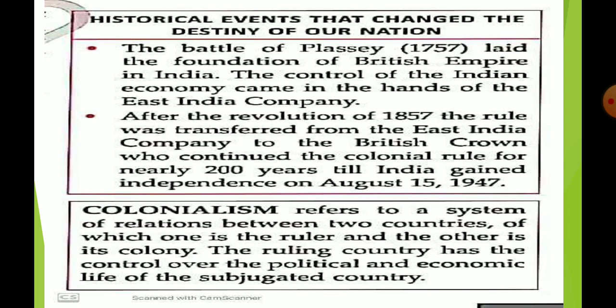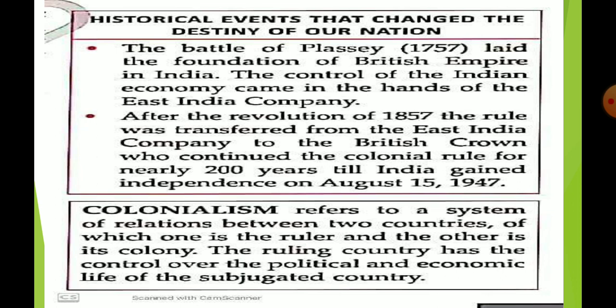Now one thing is remaining: the historical event that changed the destiny of our nation. How did the Britishers start to rule over our country? The Battle of Plassey, in 1757, laid the foundation of the British Empire in India. The control of the Indian economy came into the hands of the East India Company. After the revolution of 1857, the rule was transferred from the East India Company to the British Crown, which continued the colonial rule for nearly 200 years until India gained independence on August 15, 1947.